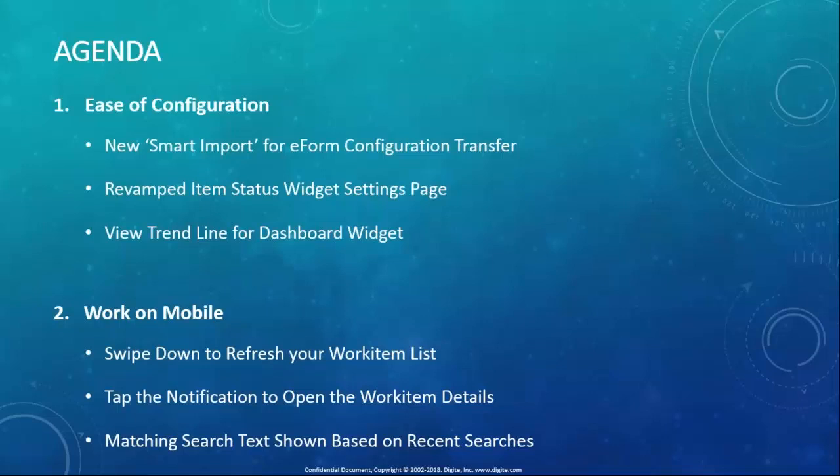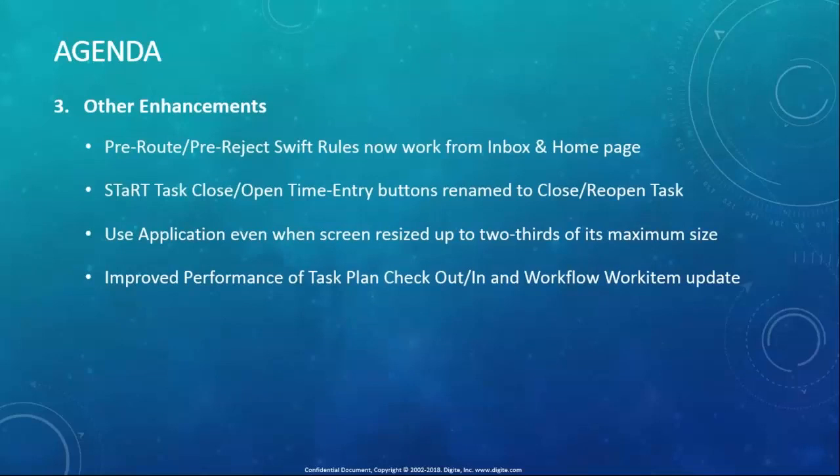We'll also look at the new feature which allows you to see a trend line on all kinds of dashboard widgets which you have plotted inside the application. On the mobile front, we'll look at some of the updates that have improved the notifications, the search capabilities, and typical swipe down to refresh on your work item list. Apart from that, we have other enhancements in the area of inbox, homepage, start, and general application. So we'll go over these at the end of the webinar.